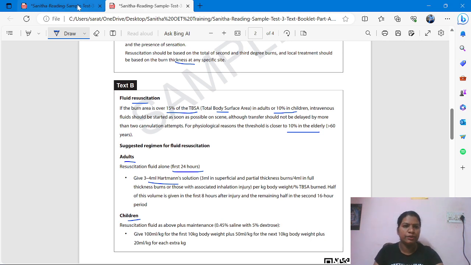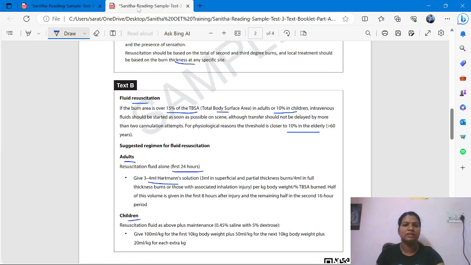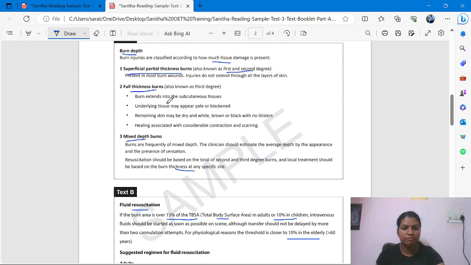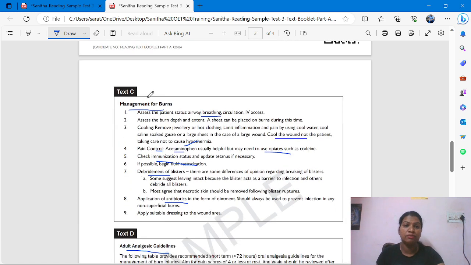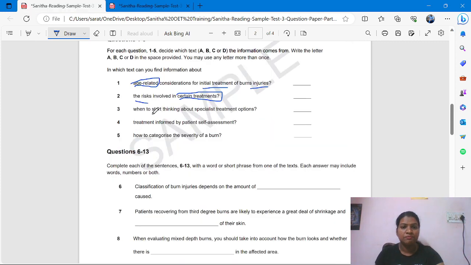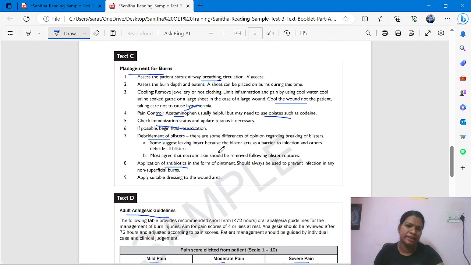Then you have to read the second question: the risk involved in certain treatments. There are some treatments that can cause some risk, and we have to find out what it is. First it is saying superficial burn, second fluid resuscitation, third is management of burns, fourth is adult analgesic scale. Maybe we will get the answer from these two paragraphs.